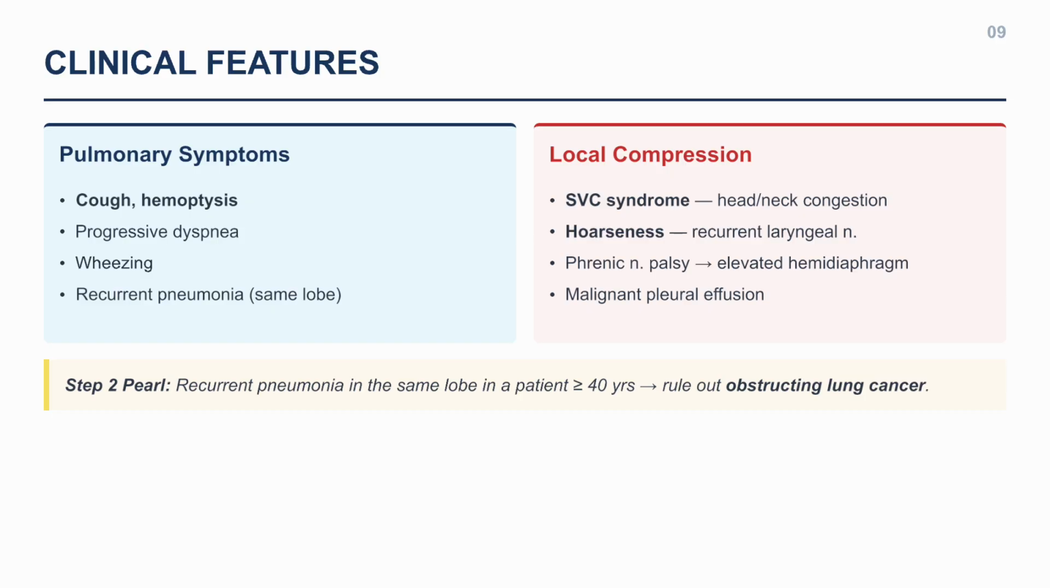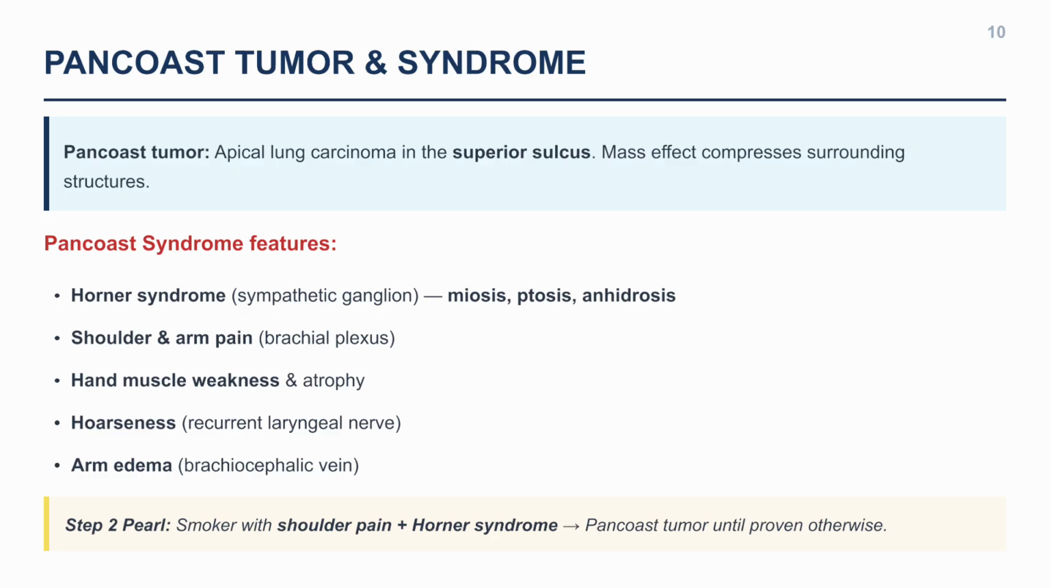Step 2 Pearl: recurrent pneumonia in the same lobe in a patient over 40 years old should always trigger a workup for an obstructing lung cancer. A Pancoast tumor is an apical lung carcinoma located in the superior sulcus. Because of its location, it causes a classic constellation of compression symptoms called Pancoast syndrome.